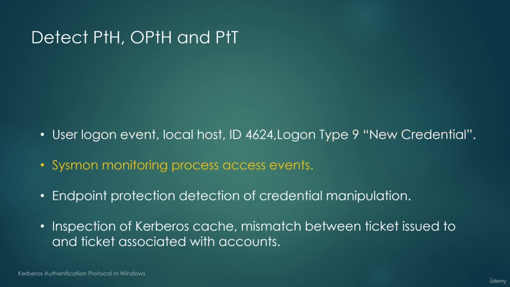Pass and overpass the hash and pass the ticket attacks can be detected through Sysmon by monitoring and alerting on process access events initiated by tools used for manipulating credentials, such as Mimikatz. Many endpoint protection solutions can detect access to LSASS and manipulation of credentials. If we inspect the Kerberos cache during an ongoing attack involving tickets, we will see tickets issued for legitimate users being associated with an attacker session.